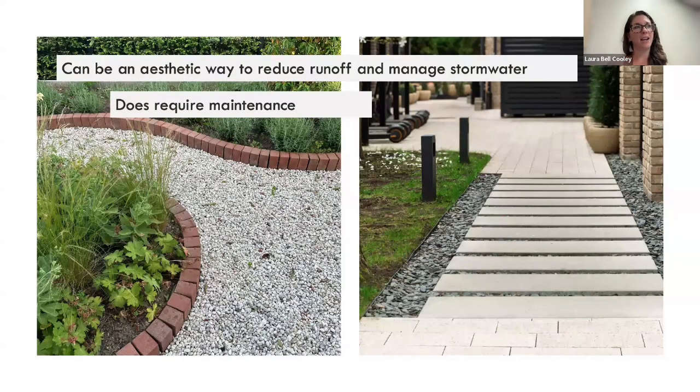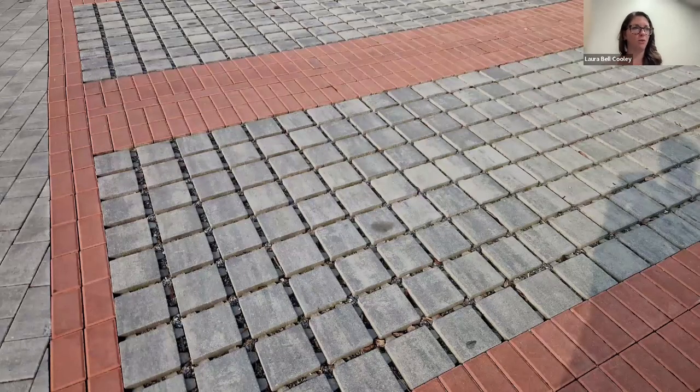So, of course, it still does require maintenance, maybe not as much maintenance as some flower beds or something like that, but it can be a really nice aesthetic way to incorporate that kind of reduced runoff into your landscape. This is just another example of what that can look like in these interlocking pavers.